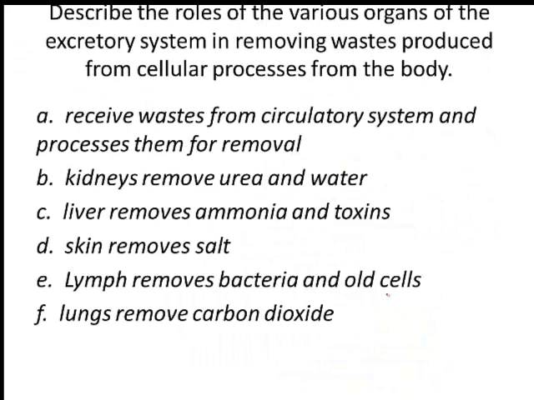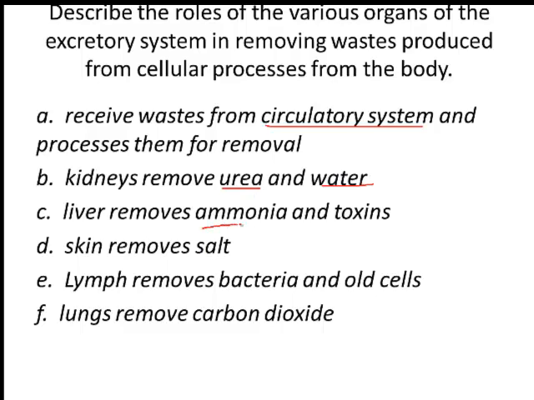Okay. We also looked at the excretory system in Standard 4.2. And remember, all the organs of the excretory system are going to receive their waste products from the circulatory system, because one of the things the circulatory system transports around is waste. So the main job of your kidneys is to remove urea and water. Urea is a byproduct of nitrogenous waste from breaking down proteins.